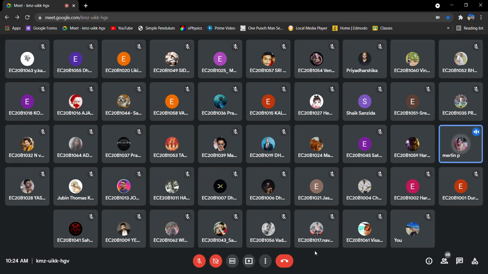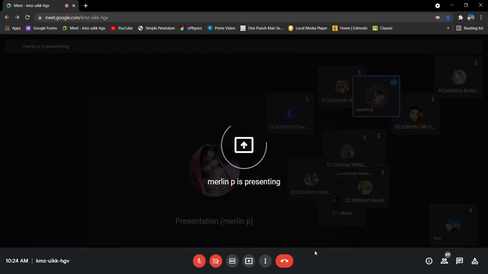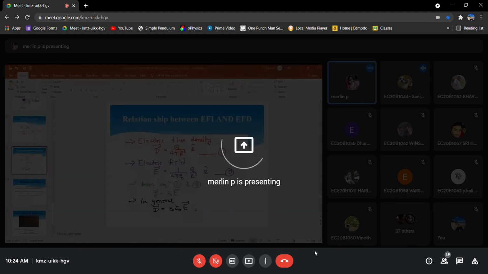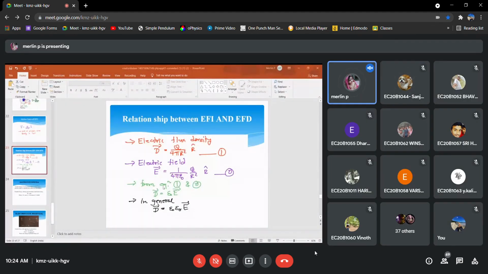Right, I will present my screen. Okay, is the screen visible? Yes, ma'am. Okay. From this relation, we should write electric field is equal to Q by 4 pi r square into ar cap, we know that. Based on the relation of electric flux density and electric field, electric flux density is equal to epsilon naught into electric field. So what will you write? D is equal to epsilon naught into electric field, write this formula.